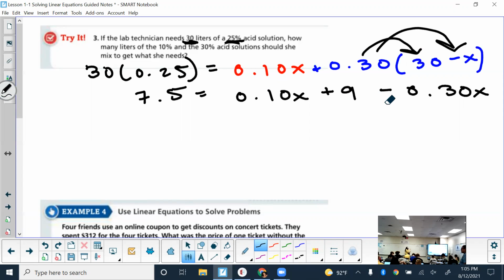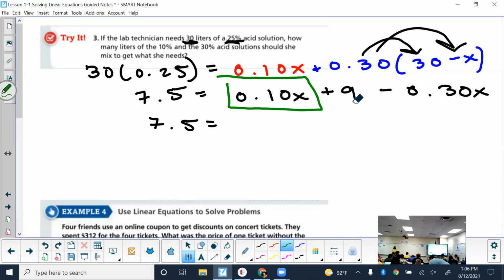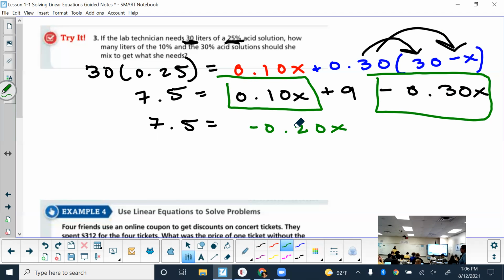Now, can I just start moving things around to the other side yet? What do I do first? Combine like terms. What are my like terms? 0.10x and negative 0.30x. Good, let me circle them so you can see them better. 0.10x minus 0.30x is negative 0.20x. Good. And then bring down that plus 9. Now it's becoming more manageable.